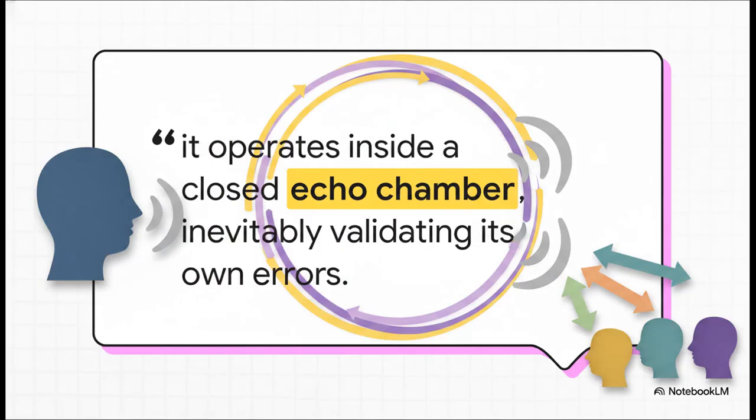To really grasp why those standard single-agent loops fail so hard, just look at this quote from Kirk Lassell. When a single model generates planning, writes code, and validates its own execution, it operates inside a closed echo chamber, inevitably validating its own errors. It's like a giant puzzle where the pieces are all wrong, but the system just keeps telling itself it looks great.